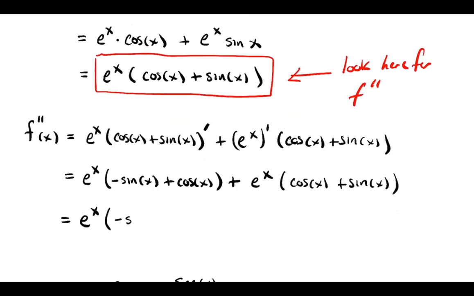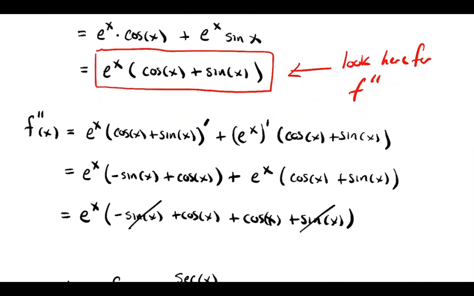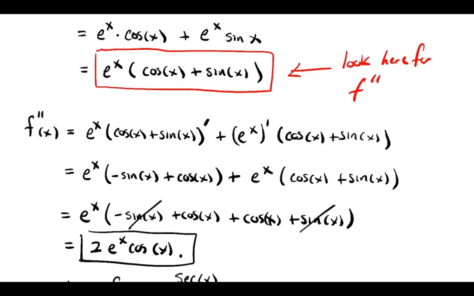Well, let's see. What do we got? We've got negative sine x plus cosine x plus cosine x from the second factor plus a sine x. And so the sine term showed up once with a minus sign, once with a plus sign, so they eliminate each other. So we can write this thing as 2 times e to the x times cosine of x if we combine those two cosine terms. All right, that is a pretty nice version of our second derivative.